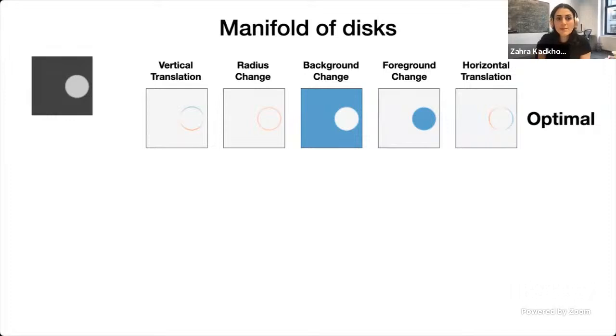So let's take this test image. The tangent plane at the point of this clean image is computed by taking the derivative of the image with respect to those 5 variables that are generating the manifold, right? So I'm showing those 5 vectors here, basically. They result in vertical translation, horizontal translation, foreground and background intensity changes, and the change of the radius, as we expect, okay?